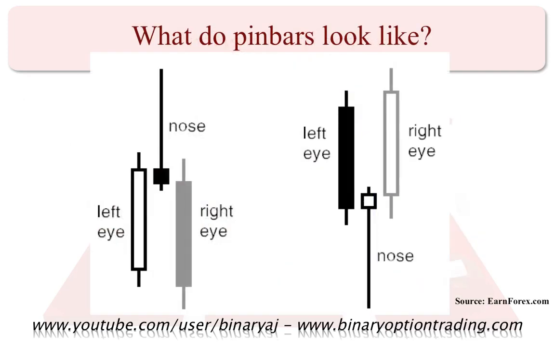So what do pin bars actually look like? In order to have a pin bar, you have to have a left eye, a nose, and a right eye. And on the left hand side you see a bearish formation, while on the right hand side you see a bullish formation. So let's get into it.